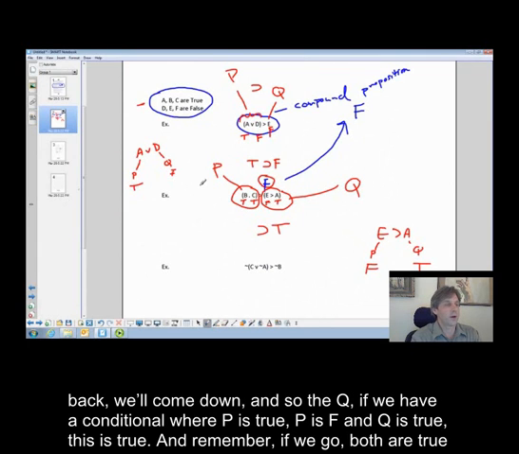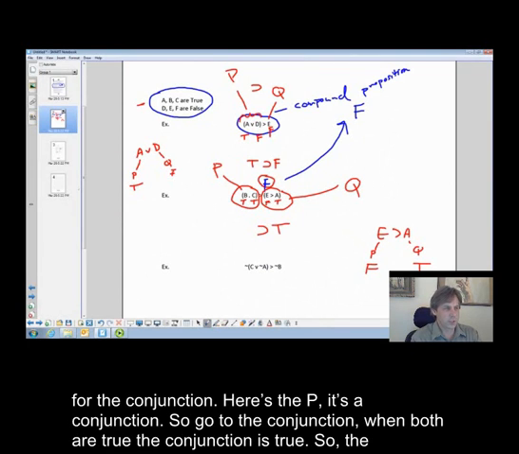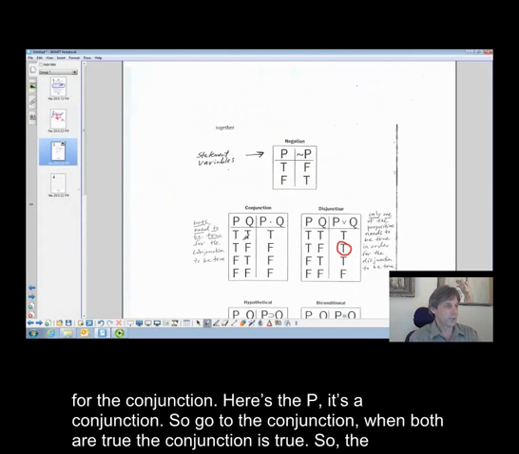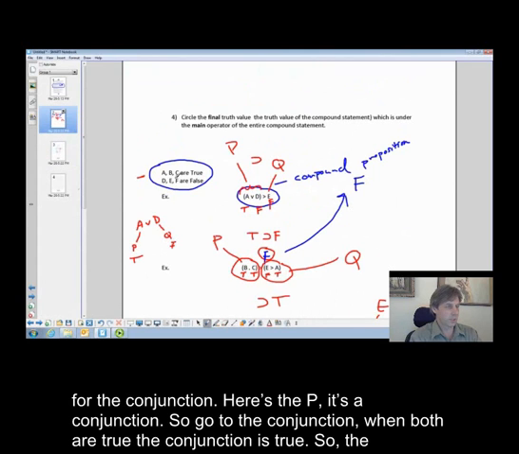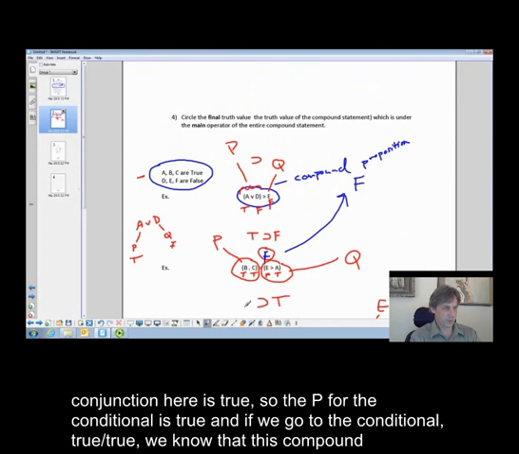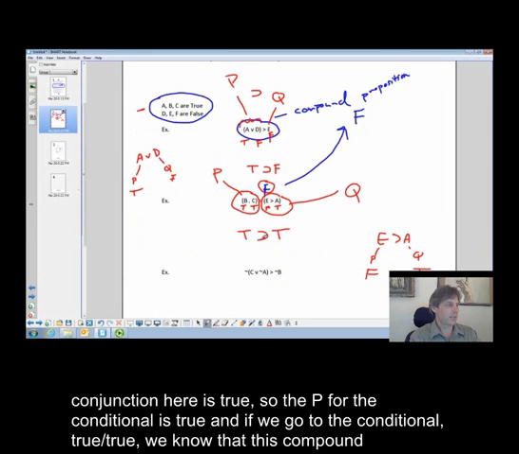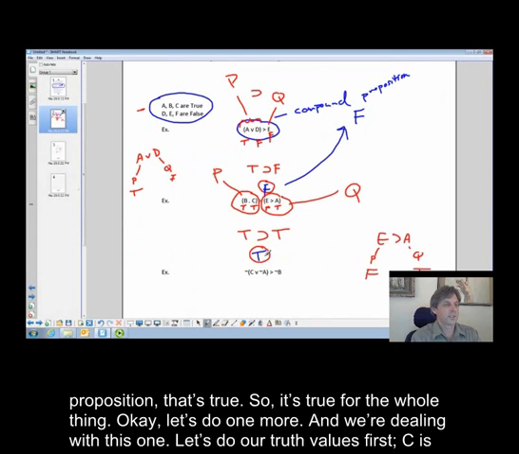And remember, both are true for the conjunction. Here's the P, it's a conjunction. So go to the conjunction when both are true. The conjunction is true. So the P for the conditional is true, and if we go to the conditional, true, true, we know that this compound proposition is true. Okay? So it's true for the whole thing.